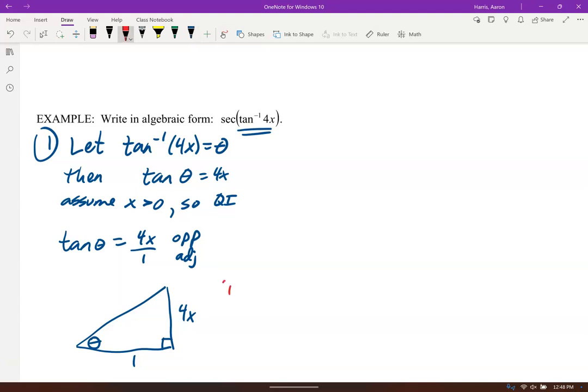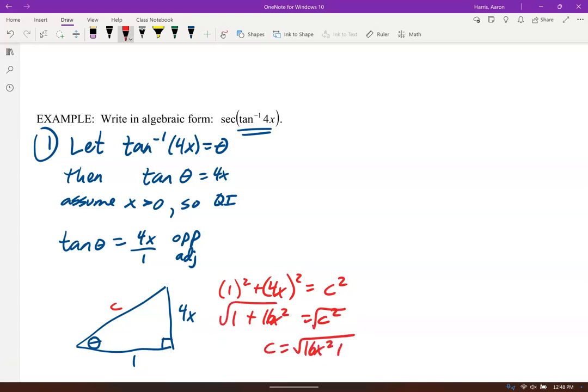So a squared plus b squared equals c squared. That's my c right there. So I have 1 plus 16x squared equals c squared, square root both sides. So c ends up being the square root of 16x squared plus 1. So let me replace that with the square root of 16x squared plus 1. Okay, now we've got this triangle.